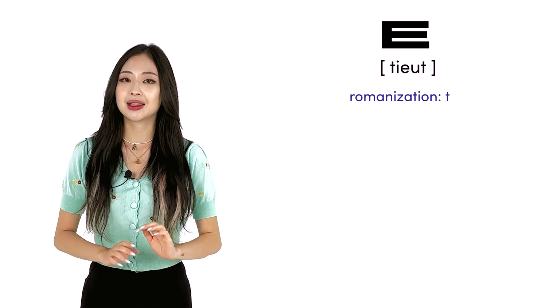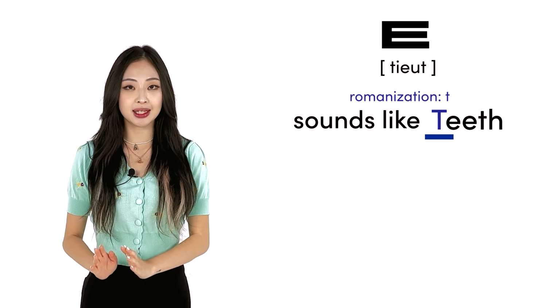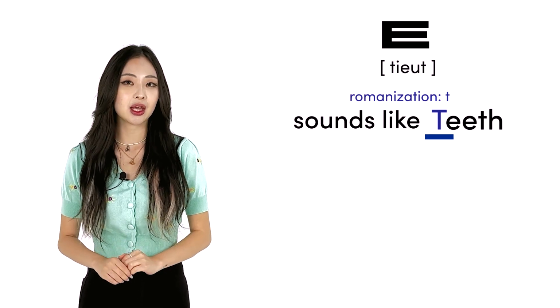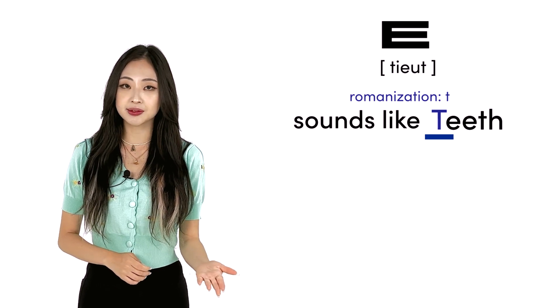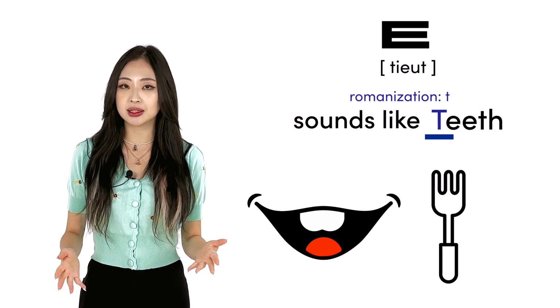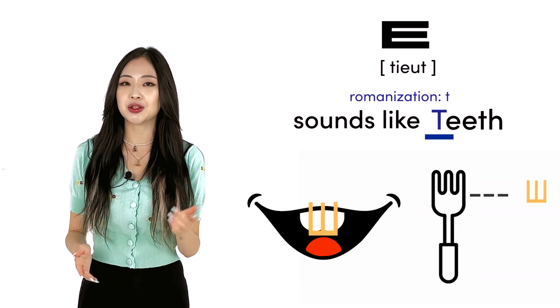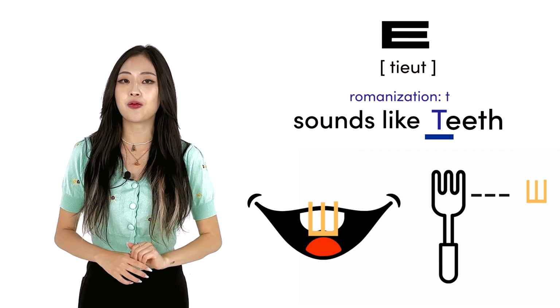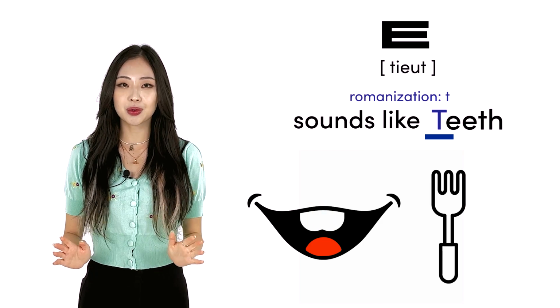Next, let's go over the letter 티읕. This letter sound is similar to T in the word teeth. To help you easily remember this letter, just imagine that the tteut looks similar to the teeth in your mouth or the teeth of a fork. Here are some words that start with tteut.